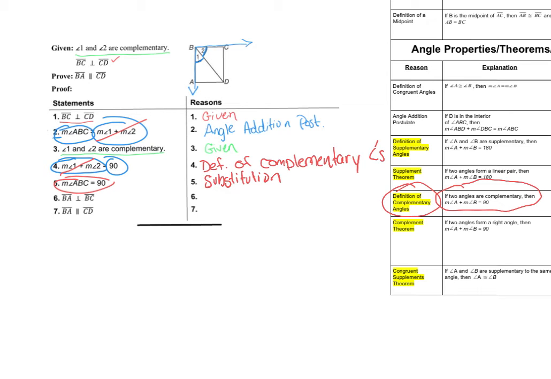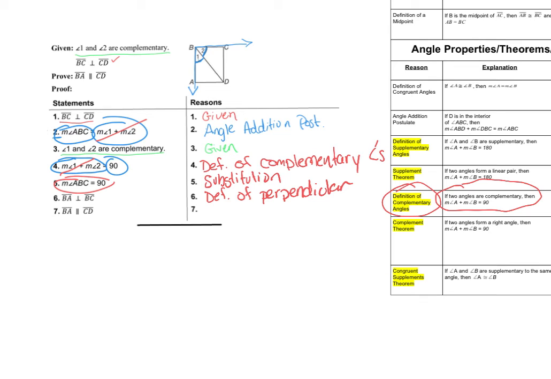And now I'm saying, hey, angle ABC is 90 degrees. And 90 degrees means that it's perpendicular. So if I go to my previous slide, I can see that the definition of what perpendicular means tells me, hey, if you have angles that are 90 degrees, then we can just say they're perpendicular. So definition of perpendicular.